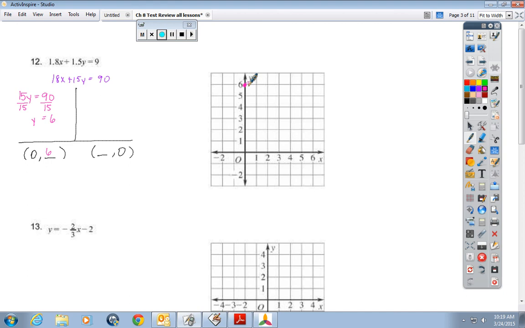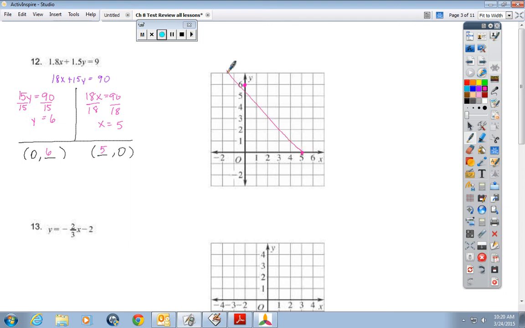There's a couple different ways to do it. So this way is wanting to know, can you identify the intercepts? Because you're going to use that later in Algebra 1 for other things besides just this. So I'm going to do it again, and this time I'm going to replace y with 0. So I'm going to get 18 times what equals 90. Divide both sides by 18, and I get that x equals 5. So 5, 0, which is right here. And then you would connect the dots and draw your line.